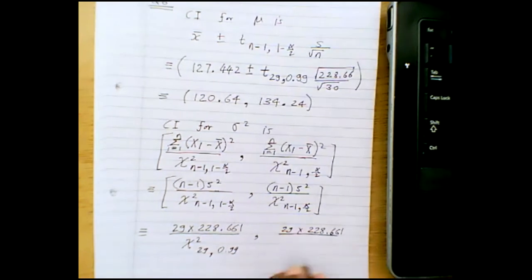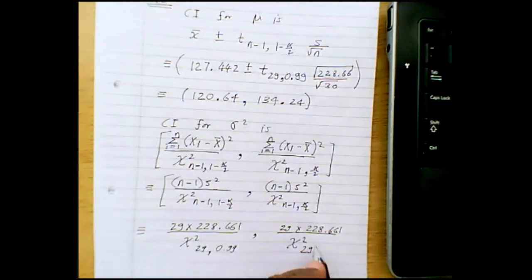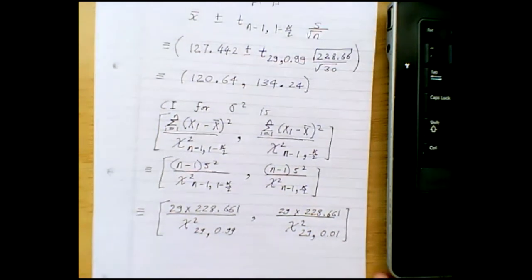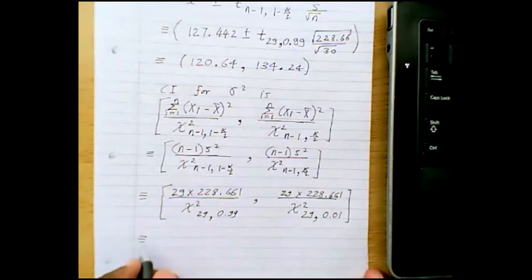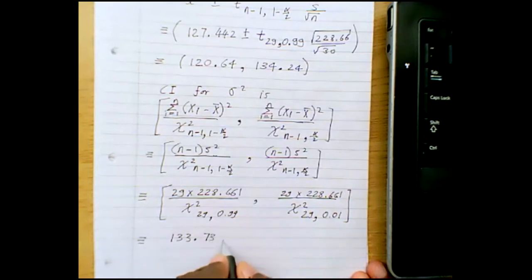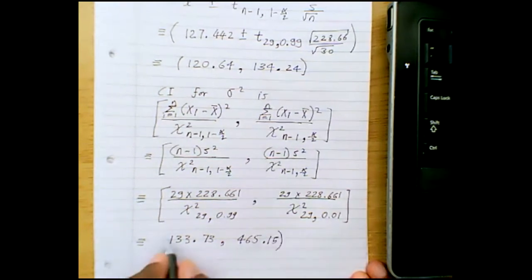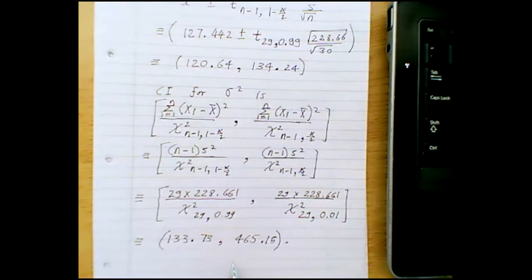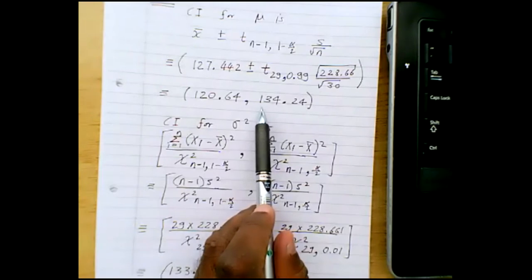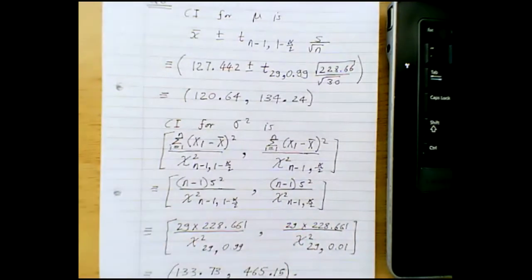And then the other limit is 228.661 divided by chi-squared 29, alpha by 2 which will be 0.001. So this is what you get. Now if you simplify the numbers, you will get the lower limit as this and the upper limit as 465.15. So this is the 98% confidence interval for the population variance, and this is the 98% confidence interval for the population mean. Any questions on this?